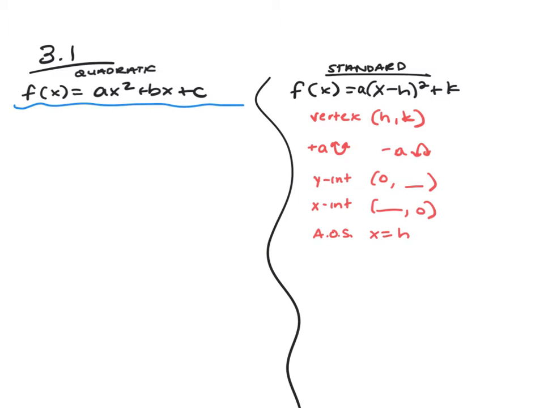Now, if it's in quadratic form, we have two options. One is keep it in quadratic form. Get the vertex by doing negative b over 2a, and that gives me the h, or the x coordinate of my vertex. And then plug that back in and solve for the y. And that gives you your vertex, which is your (h, k). Plug back into the original equation.